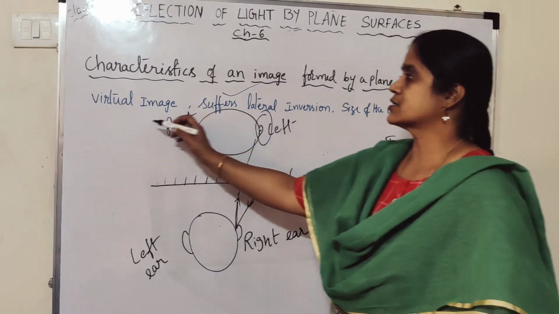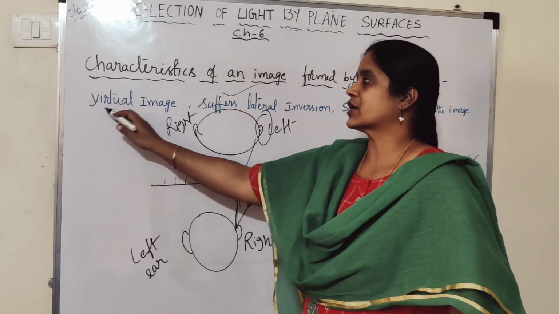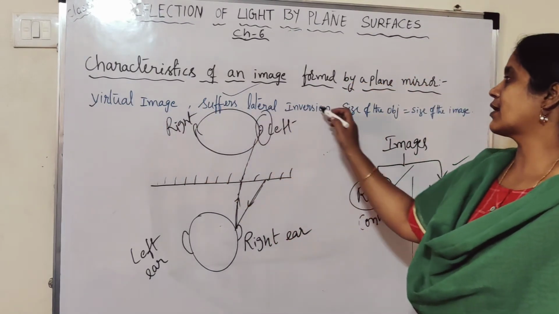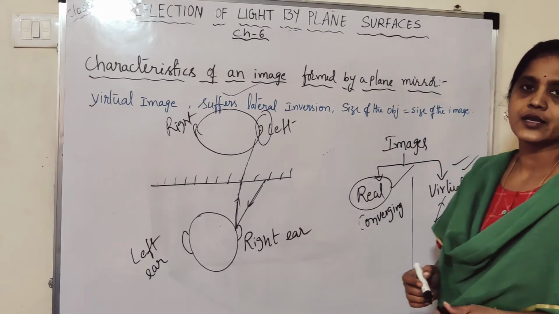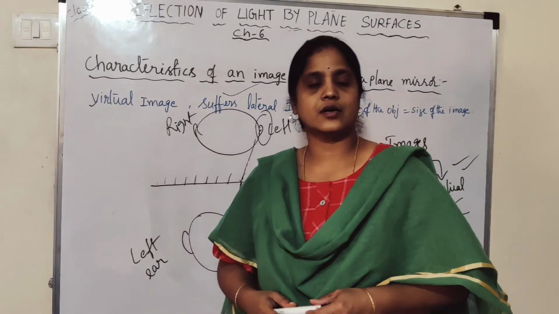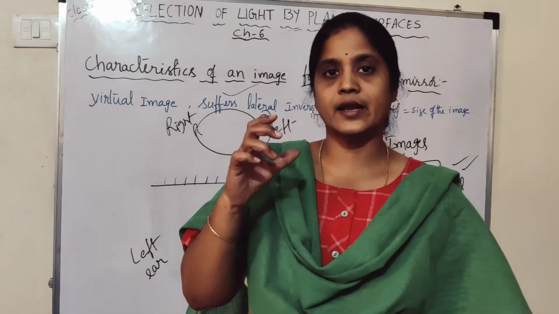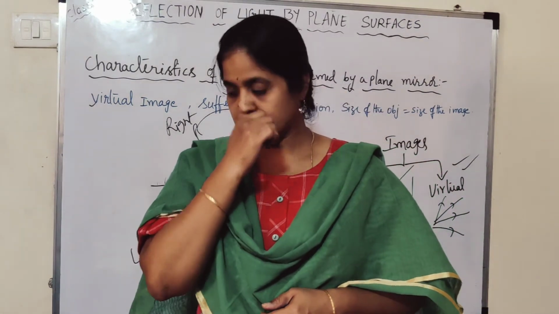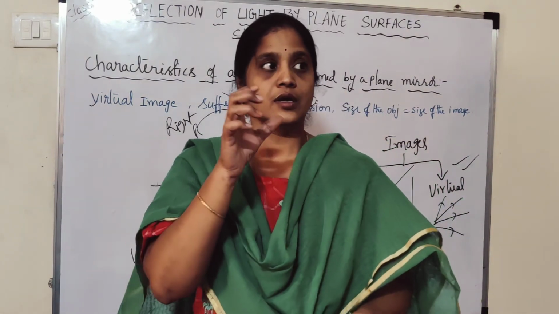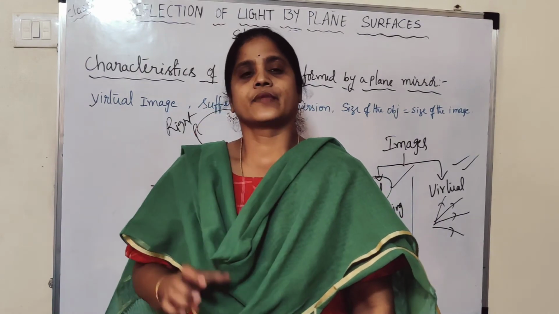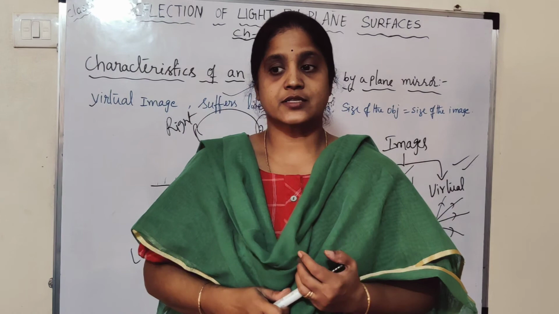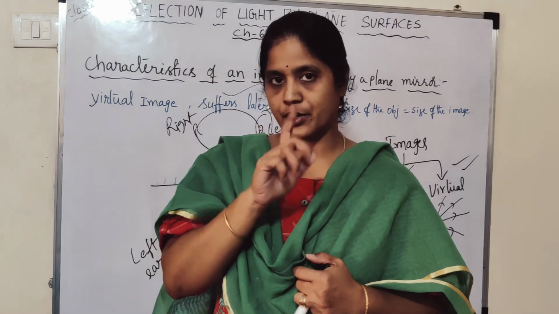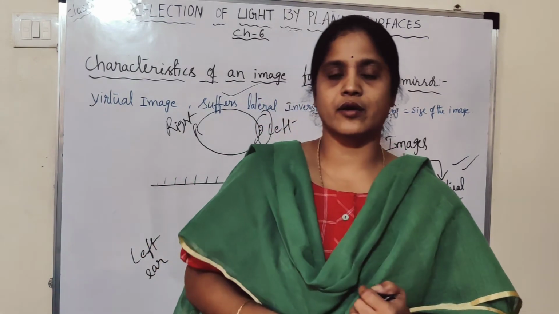So, I discussed the 3 points. Always we get virtual images, lateral inversion, and the size of the object is equal to the size of the image. Even with alphabetical letters, some letters when you observe through the mirror, you can get different shapes. For example, did you observe or not? I think you might have observed this.